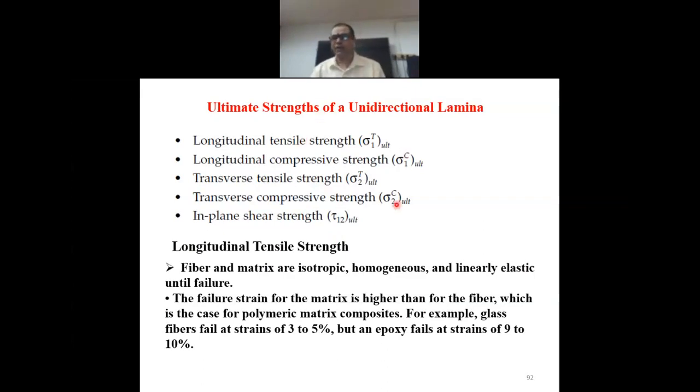For example, in the case of isotropic, we are very comfortable. If you do one tension test, fine, tensile strength. If you do one compression test, okay, fine. In some cases both compressive strength and tensile strength are the same, in some cases it is different for isotropic. In this case, we have to find out the 5 strengths. Again, experiment is a costly affair.